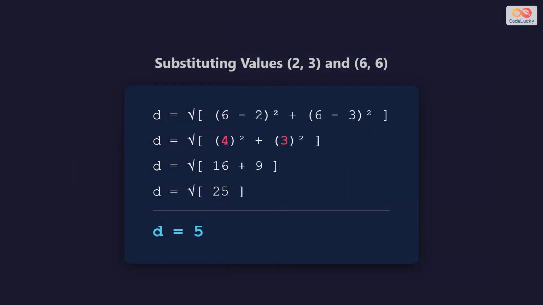We plug these numbers into the formula. 6 minus 2 is 4 and 6 minus 3 is 3. Squaring them gives us 16 and 9. Adding them equals 25. Finally, the square root of 25 is 5. The distance is 5 units.